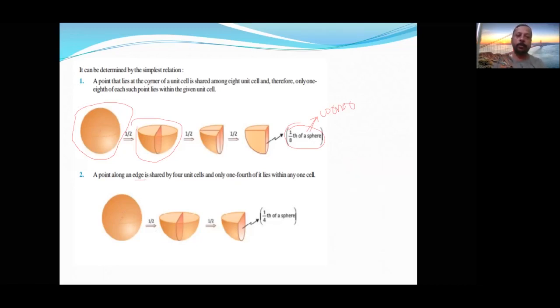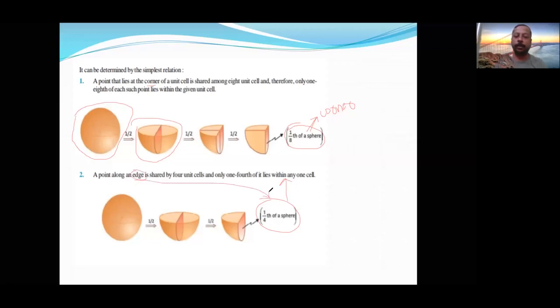Next, if you see about the edges. So this was about corner, now it is about the edges. In the edge, first it will be made half, second, it will be made again half. Only 1/4 of the sphere lies within only one cell. So edge center contribution will be how much? 1/4.